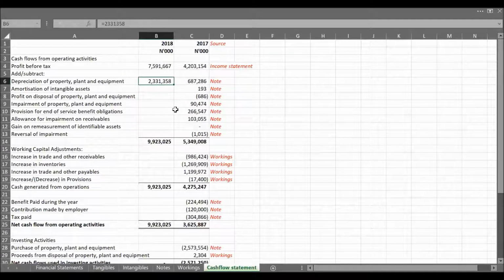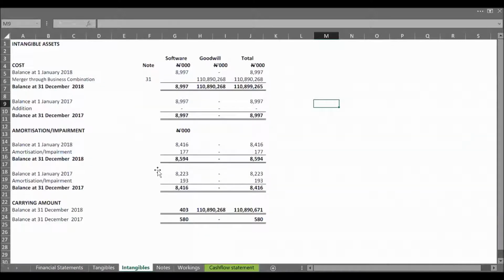Okay, that's for depreciation. Then also amortization on intangible assets. So I can also get that from my intangibles schedule. Come to the amortization slash impairment. So I can see that the amortization for the year total is 177.